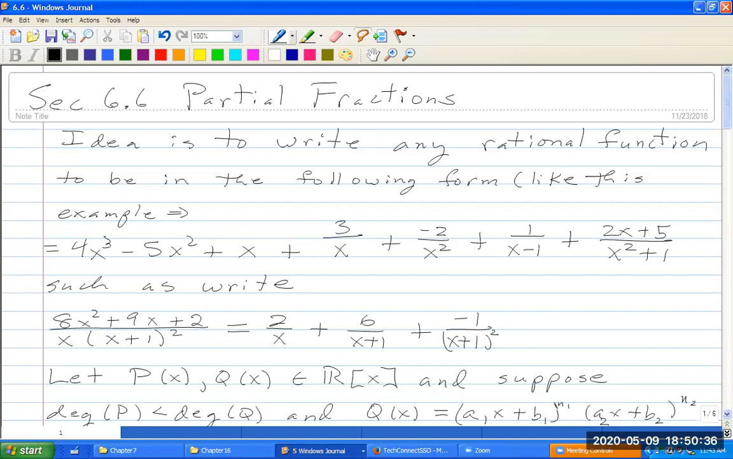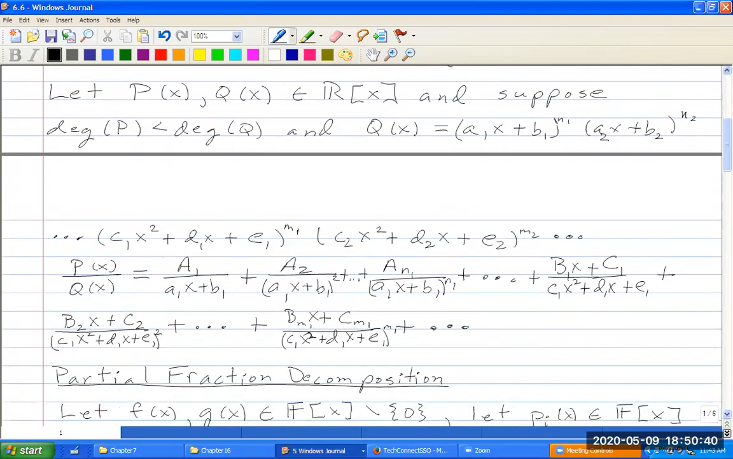So let me be a little bit more specific. Let P of x and Q of x be polynomials with real coefficients, and suppose that the degree of P is less than the degree of Q, and suppose that Q looks like (a1x plus b1) to the n1, times (a2x plus b2) to the n2, dot, dot, dot, times maybe some other stuff, (c1x squared plus d1x plus e1) to the m1 times (c2x squared plus d2x plus e2) to the m2, dot, dot, dot, things of all of that form.